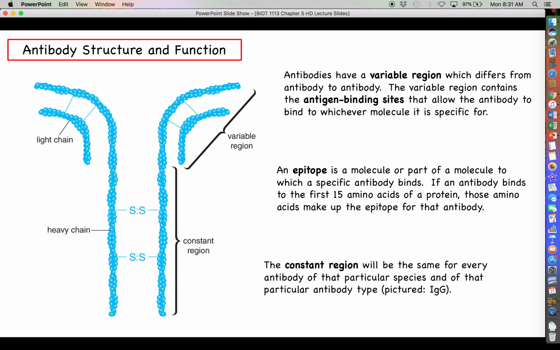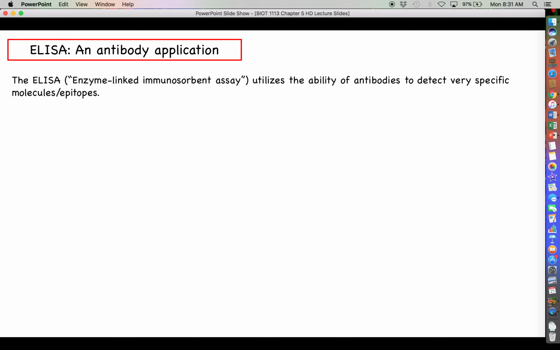On the other hand, antibodies also have what is called a constant region. The constant region does not actually bind to any antigens or any epitopes. These constant regions are going to be the same for every antibody that comes from that particular species of organisms and for that particular antibody type. The type of antibody you're looking at here is called IgG, immunoglobulin G. So for every human IgG, regardless of which antibody it is and what the variable region looks like, that constant region is always going to be the same. And this is going to become important in protein detection once we get there in Chapter 6.